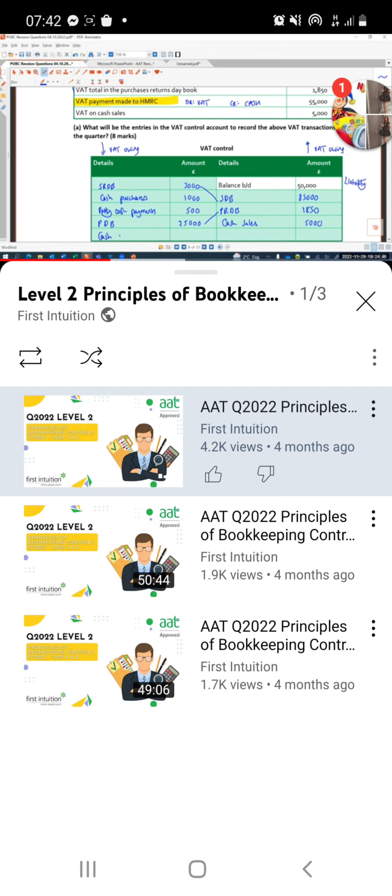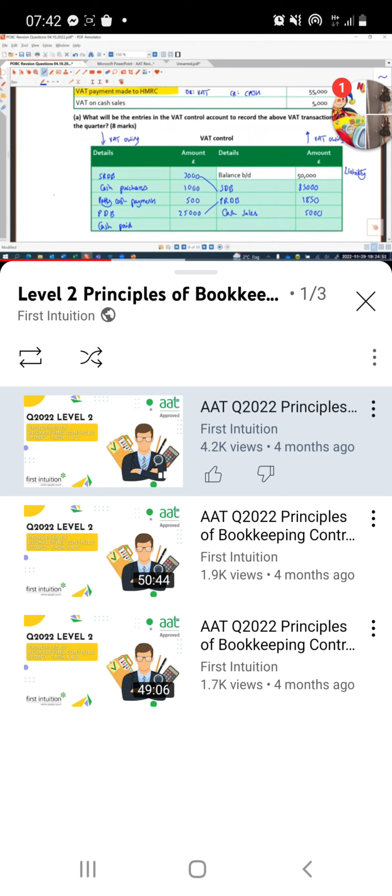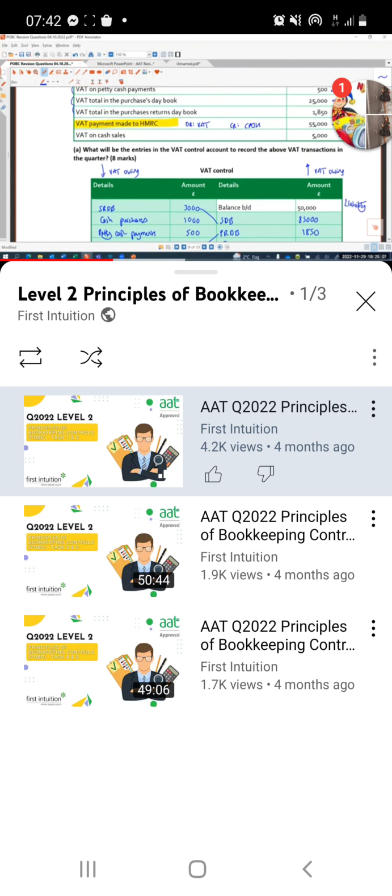So the cash paid, probably just be cash or something similar. I just want to make a little note for you so you remember. So it would be cash, but it's what we've paid to HMRC. And it was 55,000, and I'm putting that on the debit side to represent the VAT that I have paid.